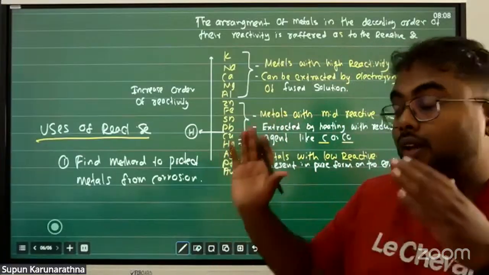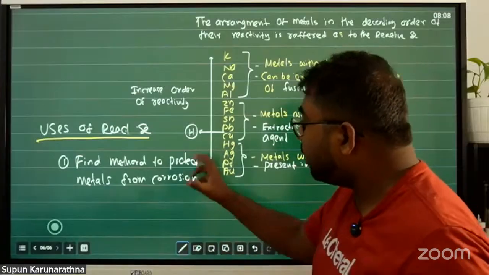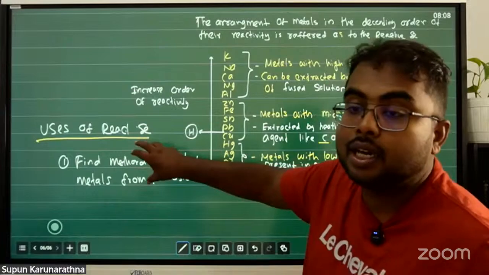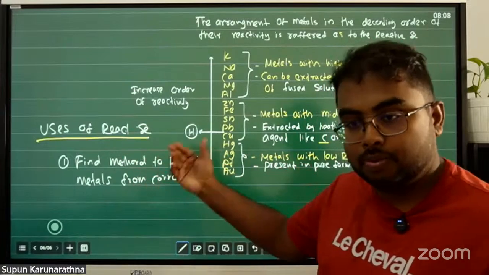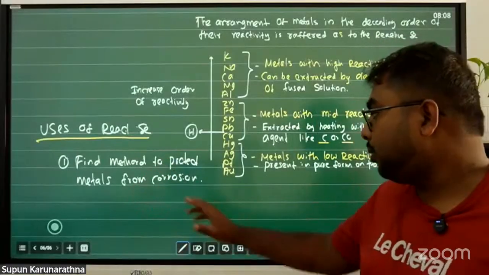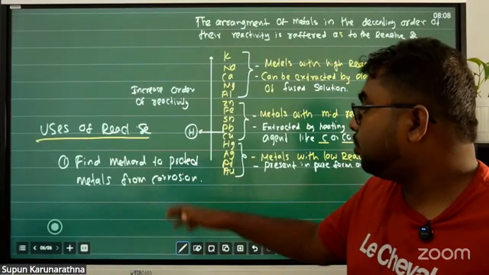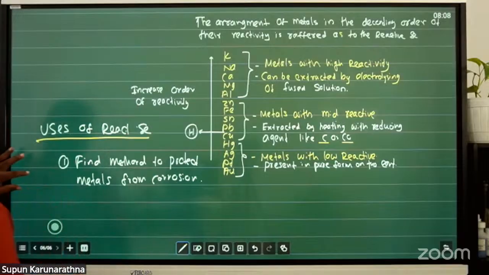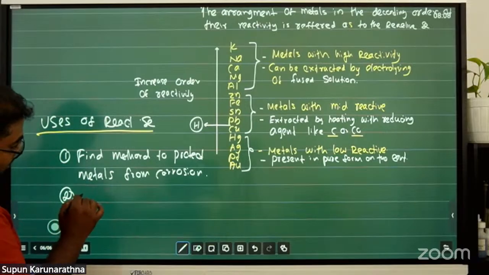I will explain the meaning of that point later, so you can see whether you get the idea. Now I am not going to explain more. Just remember that we can find a method to protect metals from corrosion. That is one of the uses. What is another use? Another use is to select the metals for electrochemical cells.